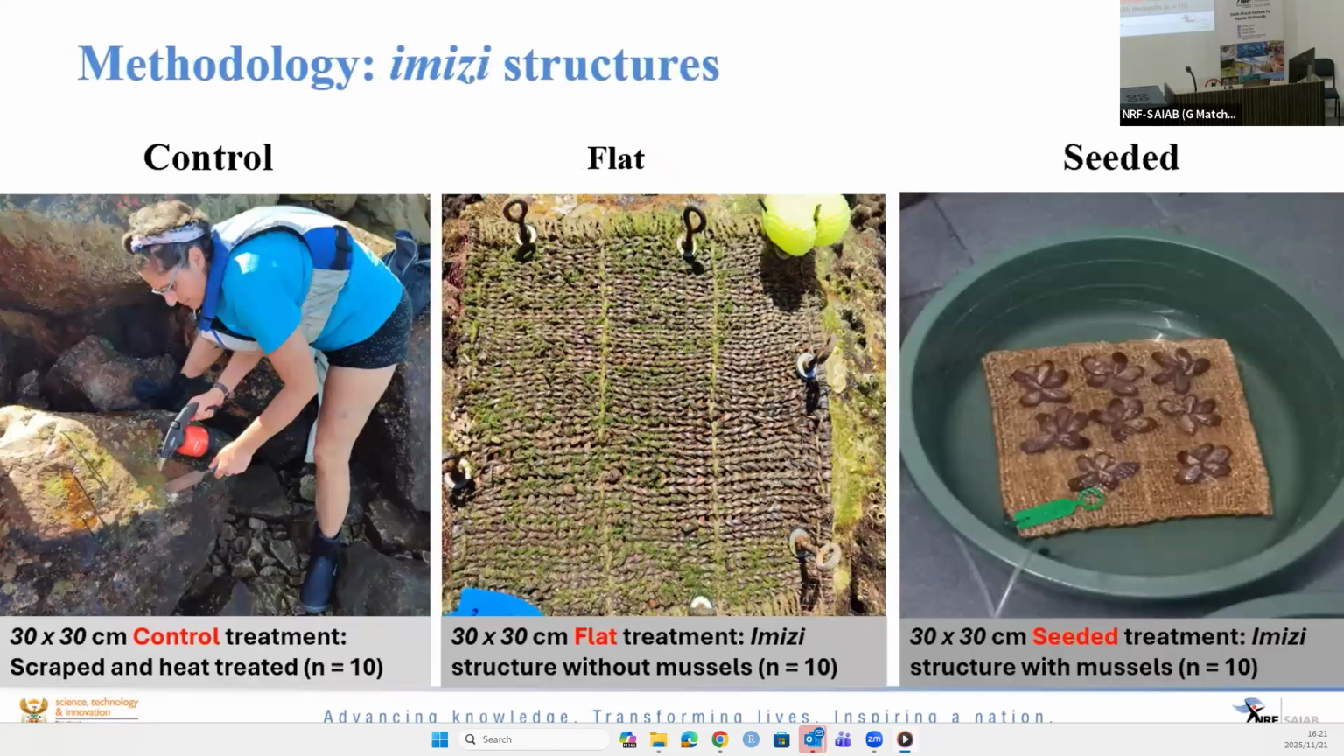So in this study, we had two designs, in each design sampling period with 3 treatments. The first design is the Emisi design made from Cyperus textilis using indigenous artisanal practices. In this design we had a control, which was the side-scraped rock, and heat treated. We had a flat, which is a structure without seeding, and we had a seeded treatment, which is a structure seeded with live pen mussels.